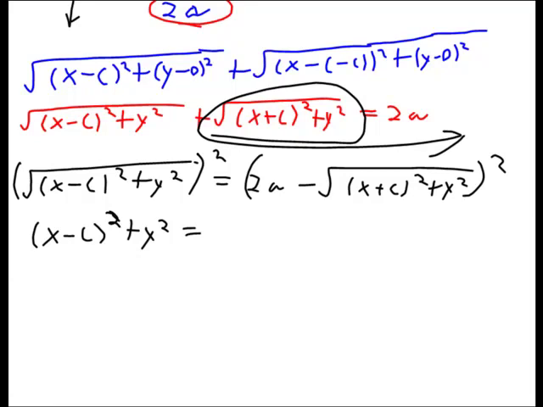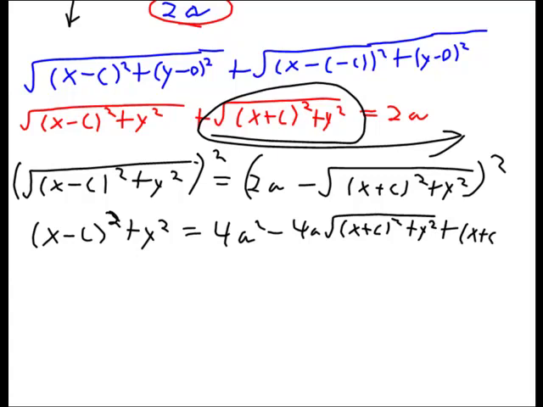On the other side we have to multiply this out, so when we FOIL it we'll get 4a squared minus 4a times the square root of (x plus c) squared plus y squared, and then we'll have that square root squared, which just clears the radical, and it's plus (x plus c) squared plus y squared. So now we have a pretty lengthy expression here, but let's go ahead and multiply it out some more, and you'll see we can start canceling terms.